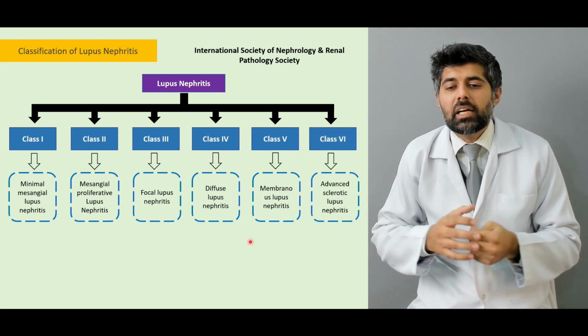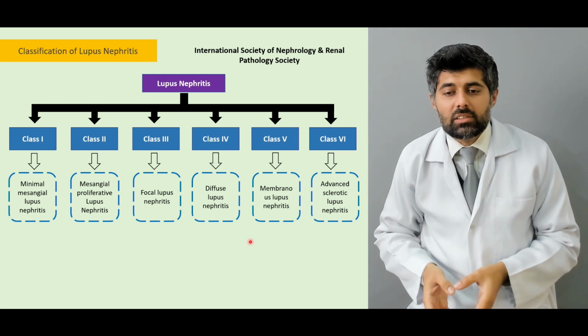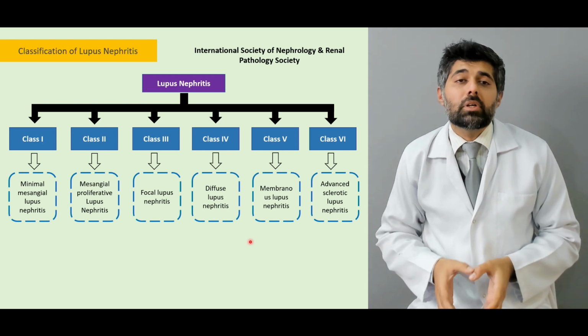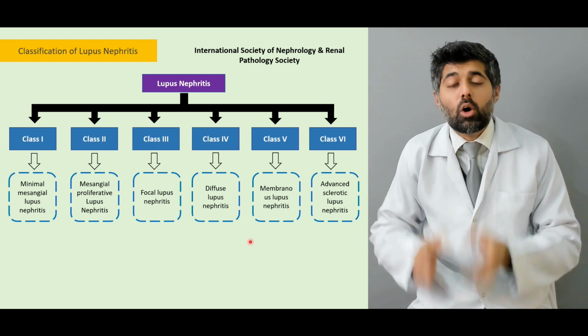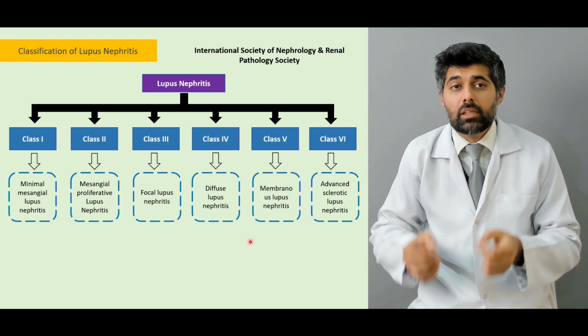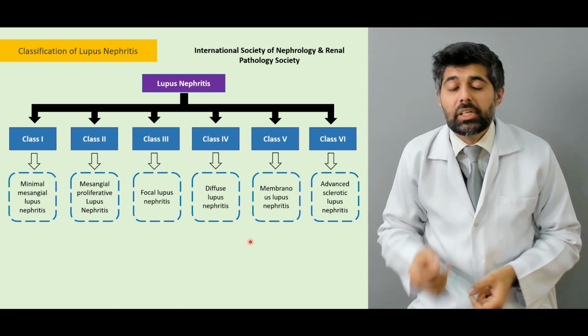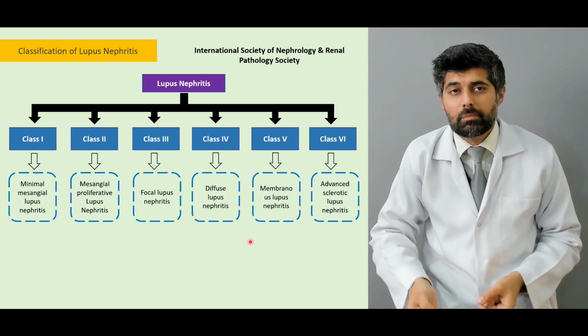Class 6 is the advanced sclerotic lupus nephritis. In this nephritis, there is more than 90% of the glomeruli that are involved, and all of those glomeruli show sclerosing properties, that there is scarring and permanent damage to those glomeruli.